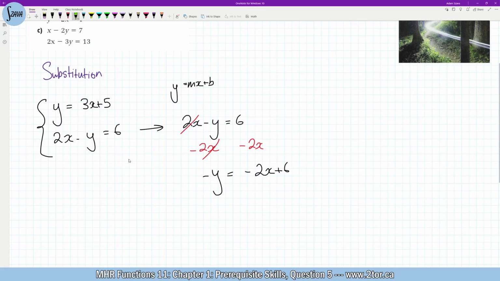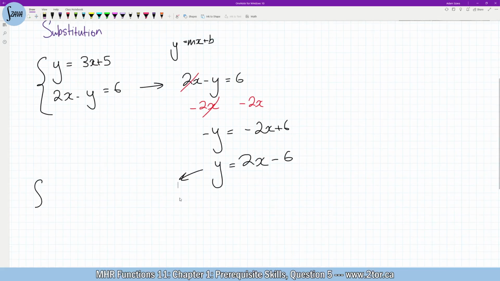An easier way to think about multiplying both sides by negative 1 is that I'm just going to flip the signs of everything. So positive y equals positive 2x minus 6. Just flip the sign of everything, same thing as multiplying both sides by negative 1. Either way, we're going to rearrange this and get our new system: y equals 3x plus 5, which is what we had from before, and y equals 2x minus 6.